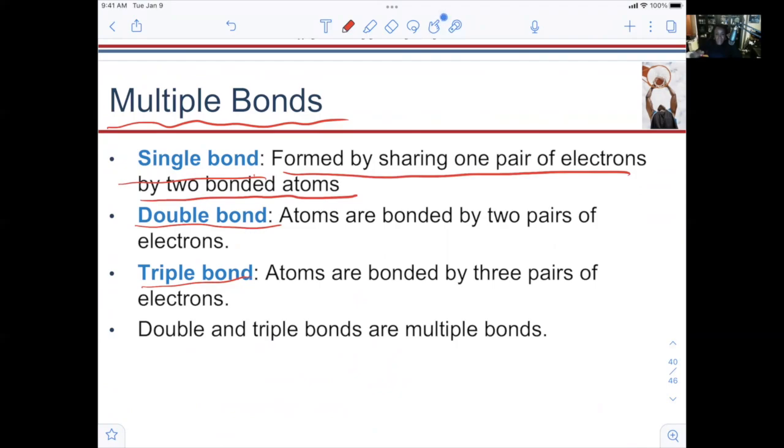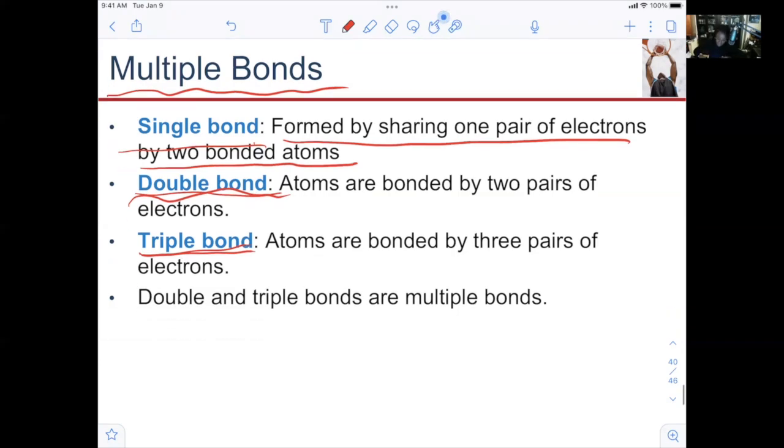So you have the same atoms sharing a pair of electrons. In a double bond, the same atoms share a pair of electrons first, and they go back and share an additional pair of electrons. And then in a triple bond, you have the same atoms sharing three separate pairs of electrons. So they bond the first time, they bond the second time, and then they bond the third time, okay?